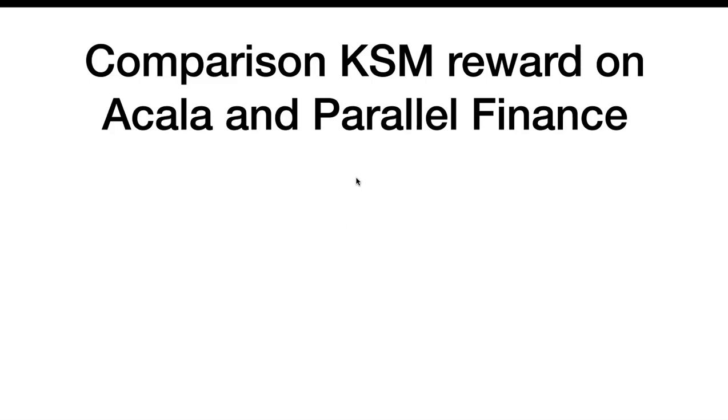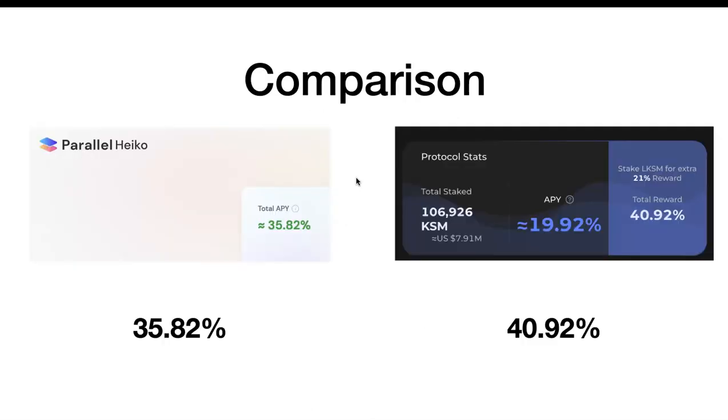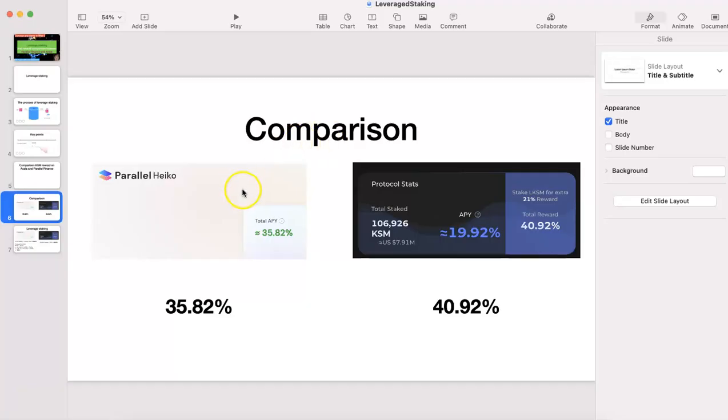Right now, I know at least Acala and Parallel Finance provide liquid staking. You can stake the KSM. So I go to the website and I can show you. Parallel Finance says the APY is 35.82. On Acala, the APY in total is 40.92. If you directly compare that, you will feel, okay, Acala would be much better, right? Because the rate is higher.